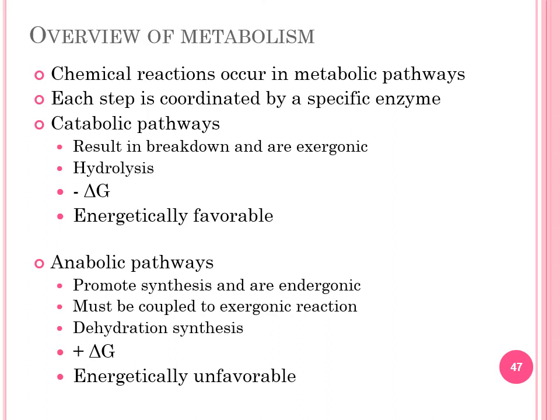The other half would be anabolic pathways. These are building. They're going to promote synthesis, for example, dehydration synthesis. We're investing energy, so it's endergonic. We have to couple these reactions with exergonic reactions. Remember, the cell doesn't always like to be investing, and so it's going to couple these reactions that are costing energy with reactions that are going to have energy left over. These reactions we can also consider dehydration synthesis reactions. We have a positive delta G, and these are overall energetically unfavorable because it's costing the cell energy.